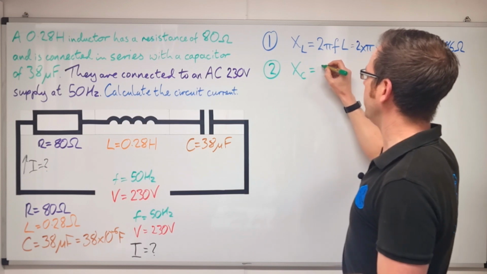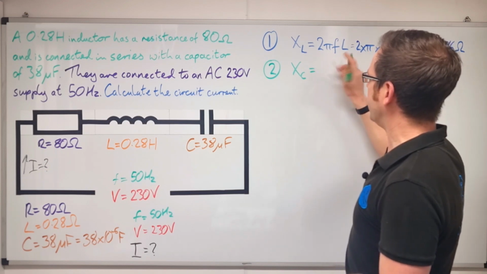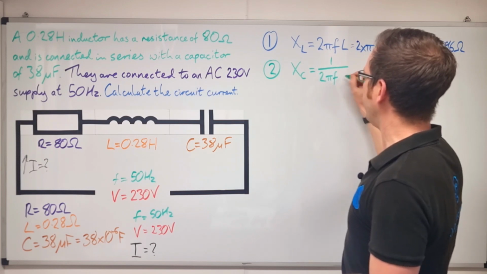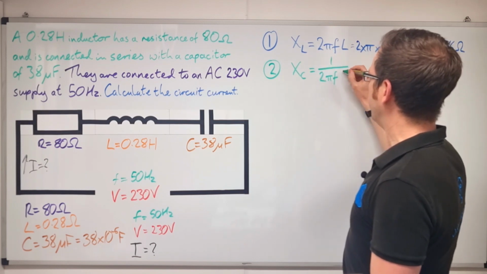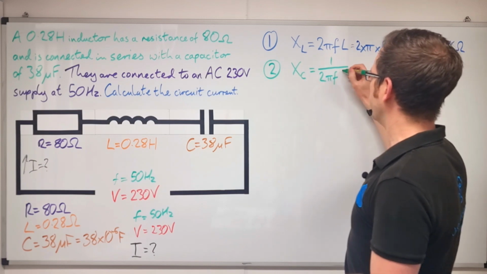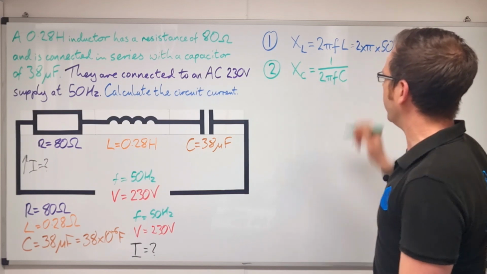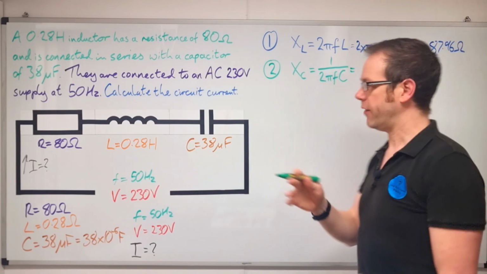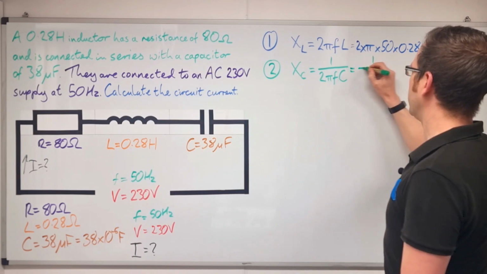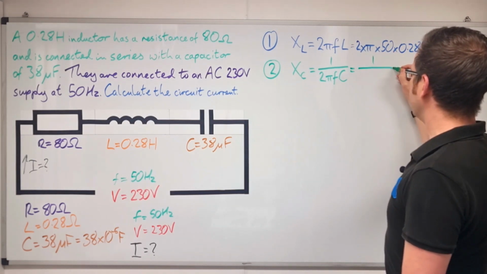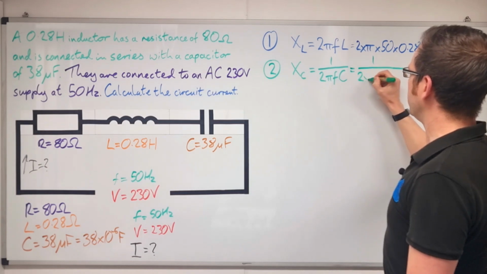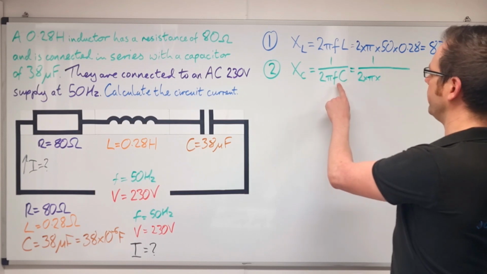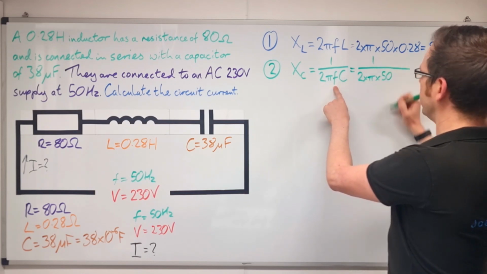XC is equal to, now this next formula is a little bit like this one, but it's a little bit different. We say 1 over 2 pi f, so we've kind of got that bit in there, but of course this is capacitive reactance, so the C goes there: 1 over 2 pi fC. Now when we write this bit in, this is where we've got to be a little bit careful where we start putting the numbers in. So we've got 1 over, 2 times pi, so we've still got that same constant. F is still 50 because that's still the frequency.